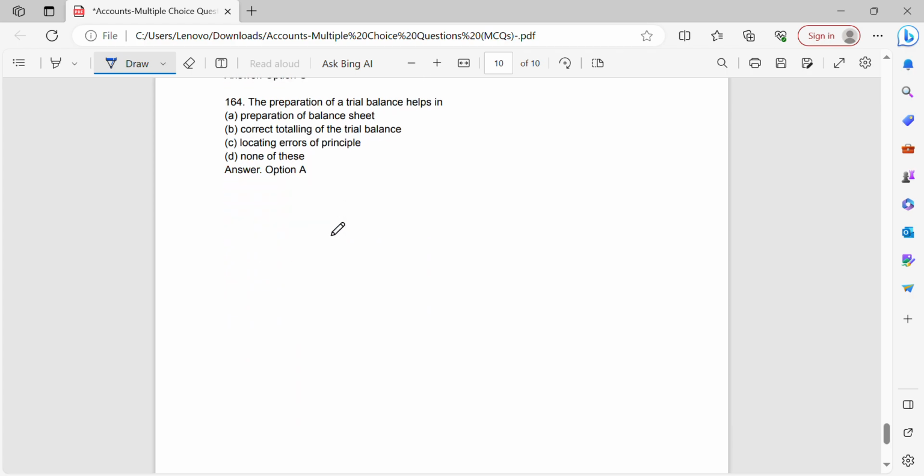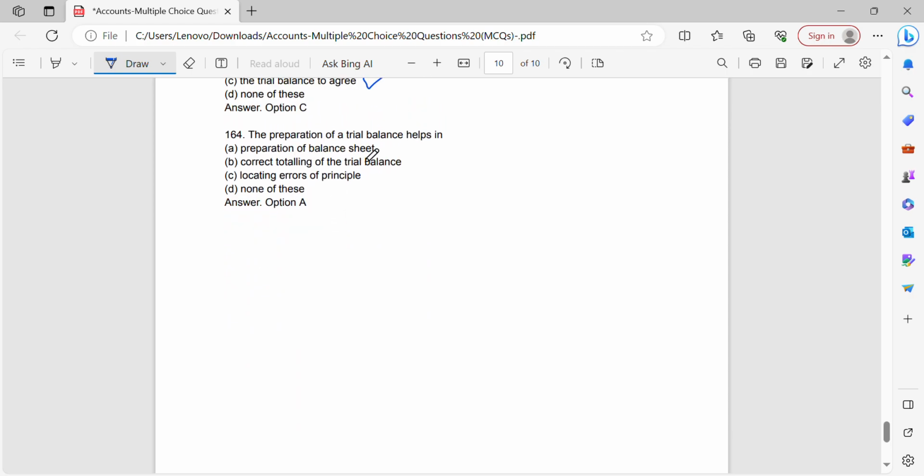The next question is: the preparation of a trial balance helps in option A, preparation of balance sheet; option B, correct totaling of the trial balance; option C, locating errors of principle; option D, none of these. And the answer of the last question is option A, preparation of balance sheet.